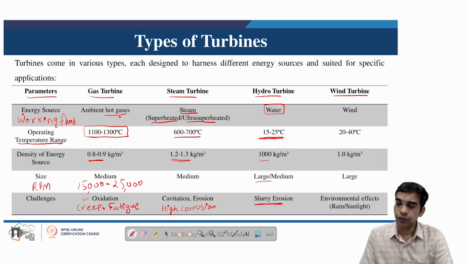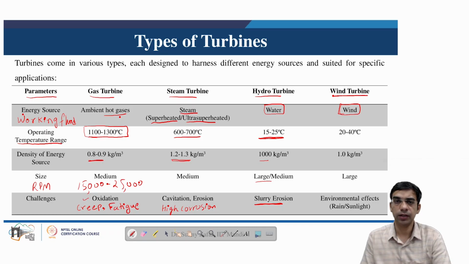Then we have the wind turbine. Wind turbines are basically a renewable source. They extract energy from a renewable source, that is wind. And wind turbines are installed in locations where the wind is available at a constant velocity. The operating temperature range of a wind turbine is 20 degrees to 40 degrees centigrade.